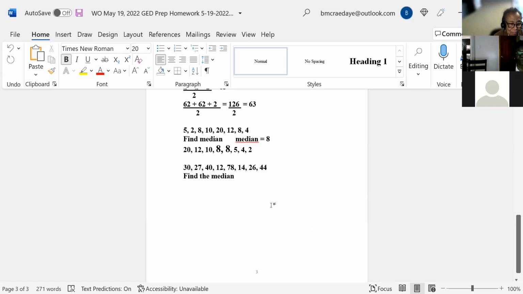Okay, so let me. You put them in order, right? Yes, I'm putting them in order. The highest number is 78. The lowest number is what? 12. 12. So then put them in between. You just put your highest and lowest, and then put the other ones in the middle. 30.